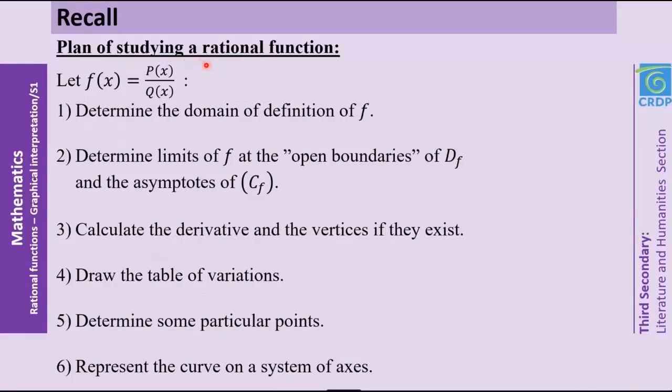Here are the steps to study a rational function. First, you need to determine the domain of definition of the function. Then, determine its limits and the asymptotes. Calculate its derivative and the vertices if they exist. Draw the table of variations and determine some particular points. Finally, you can represent the curve on the system of axes.